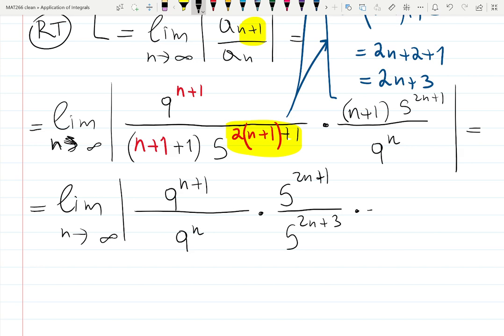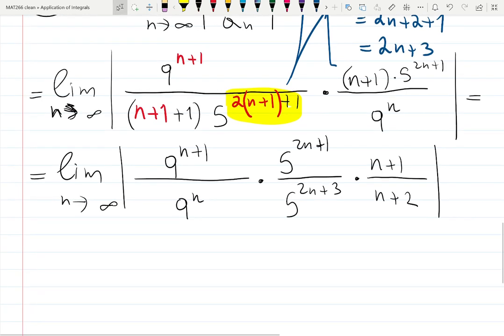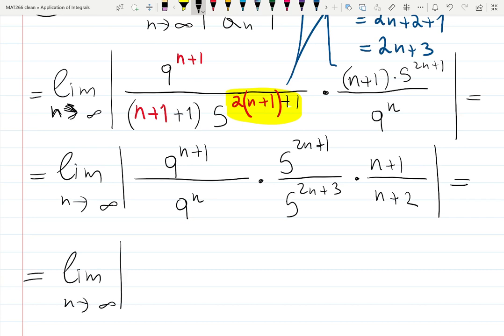Finally, don't do anything weird with n plus 1 over n plus 2. You don't simplify this. Well, you can add numbers, but you don't cancel them out. That's wrong. Now, your job is to simplify exponential functions as much as you can. What gives you 9, after you simplify 9 to the n plus 1 over 9 to the n? That's just 9. What gives you 5 to the n plus 1 over 5 to the n, 2n plus 1 versus 2n plus 3?